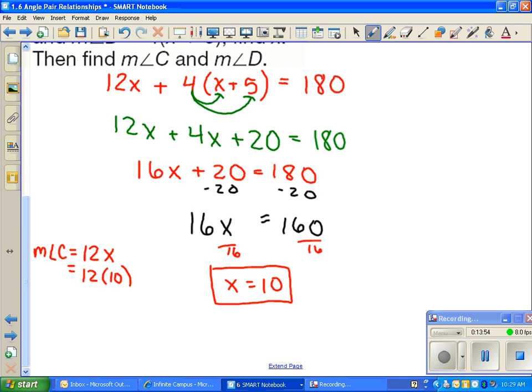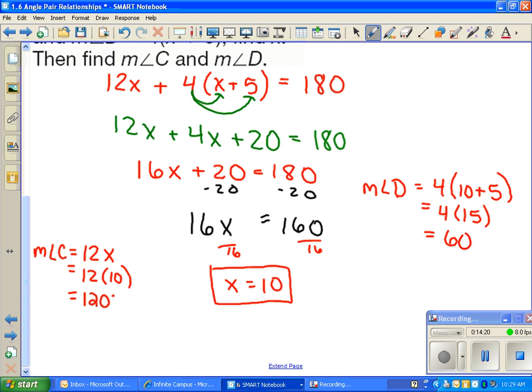12 times 10 is 120 what? Degrees. And the measure of angle D? Well, you could do 180 minus 120, couldn't you? Yeah, that might be easy. 60 degrees. It is 60 degrees, or you could do it the old school way, back this way. So you have 4 times 15. It is longer. But again, you could have just done 180 minus the 120. Oh, yeah, 60. Thank you.